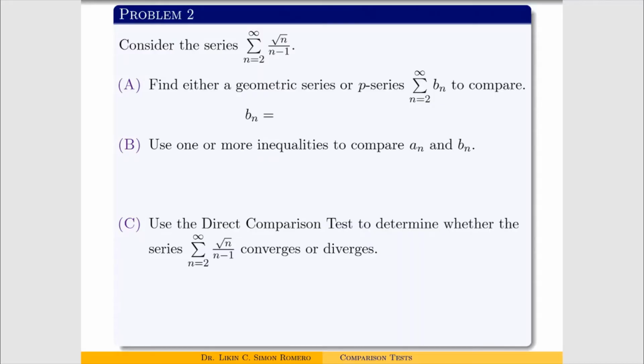by the direct comparison test. So now in problem 2, we have the series from n equals 2 to infinity of square root of n over n minus 1.